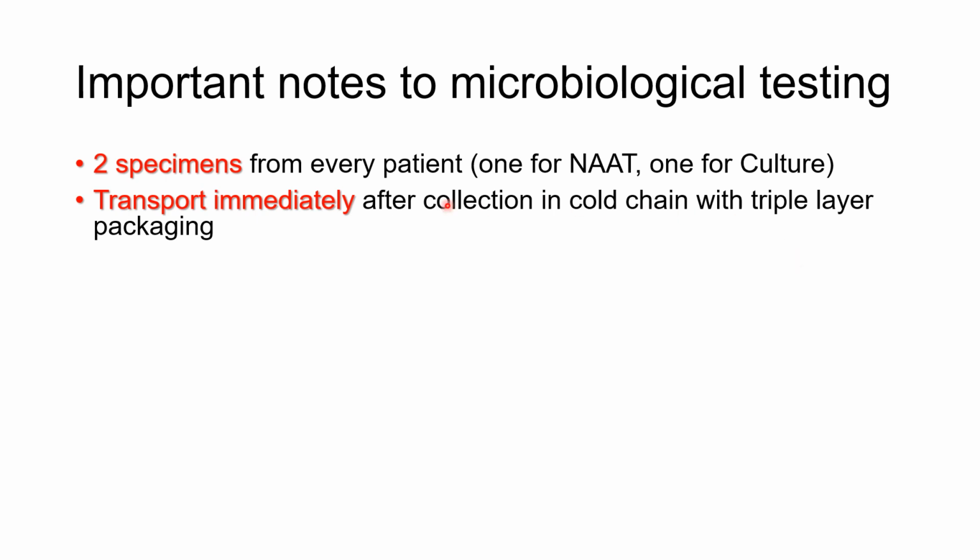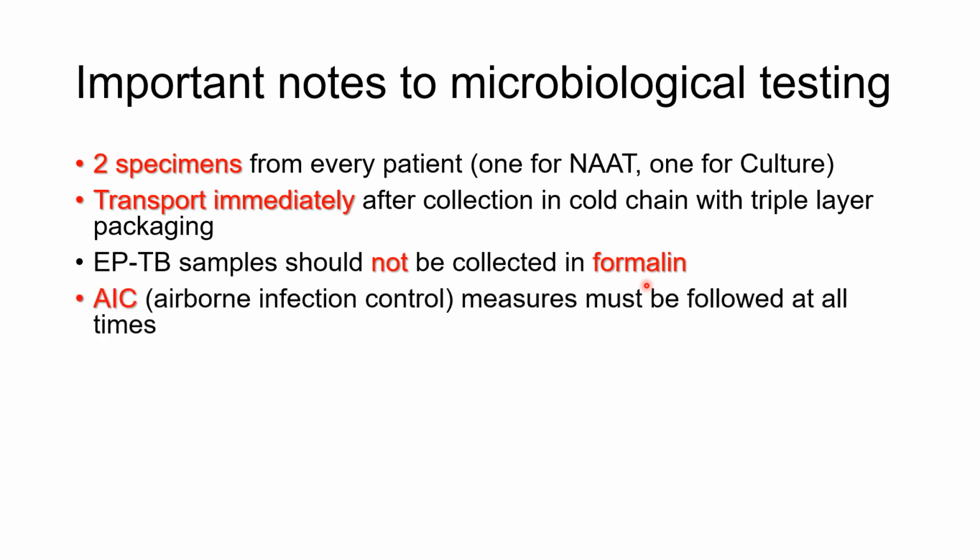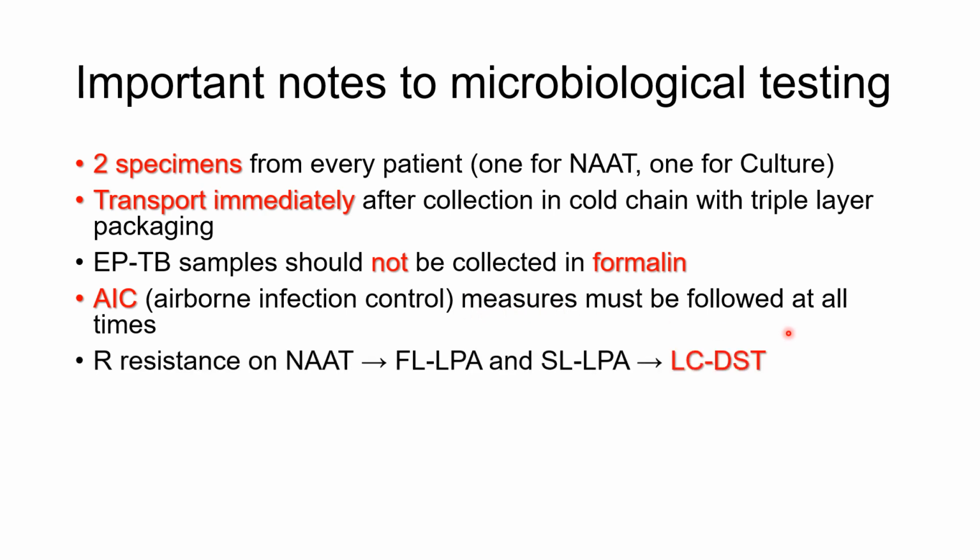Second thing is the specimen has to be transported immediately after collection in cold chain with triple layer packaging. The extrapulmonary TB samples like CSF, pleural fluid, etc., should not be collected in formalin. It should always be collected in a sterile conical falcon tube. AIC, that is airborne infection control measures, must be followed at all times.